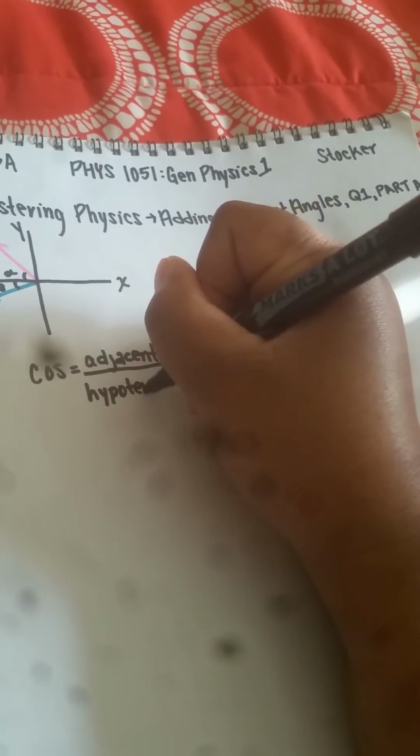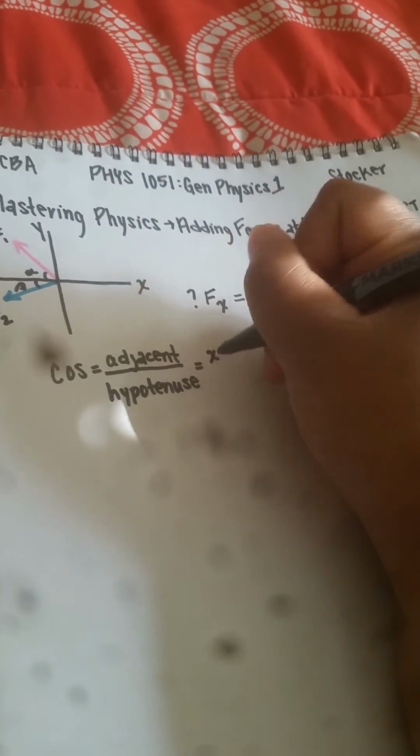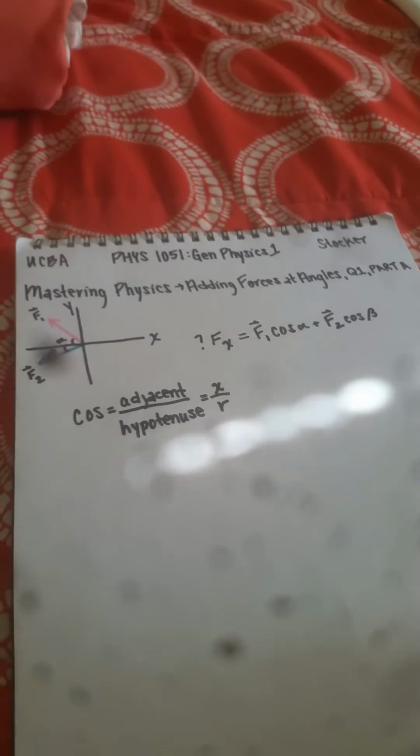Because if you can remember, cosine is equal to the adjacent over the hypotenuse, which is equal to x over r from trigonometry.